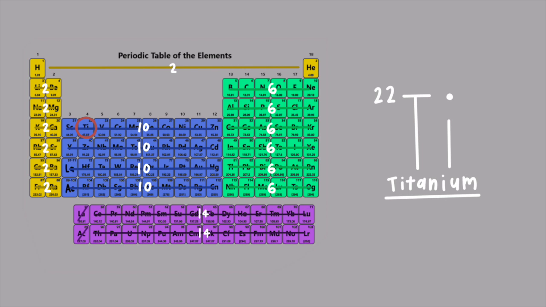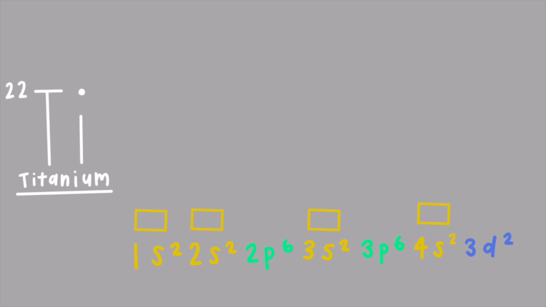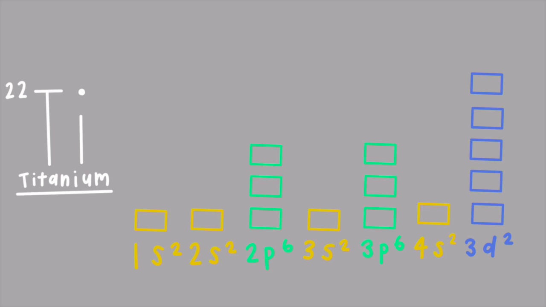Okay, I'm going to use titanium as my example. First, you need to write titanium's electron configuration. This should be 1s2, 2s2, 2p6, 3s2, 3p6, 4s2, 3d2. After you write the configuration, draw the orbitals above the configuration. It should line up with their letter. Again, S will always have 1 orbital because it has 2 electrons. P, D, and F will always have their corresponding amount of orbitals.